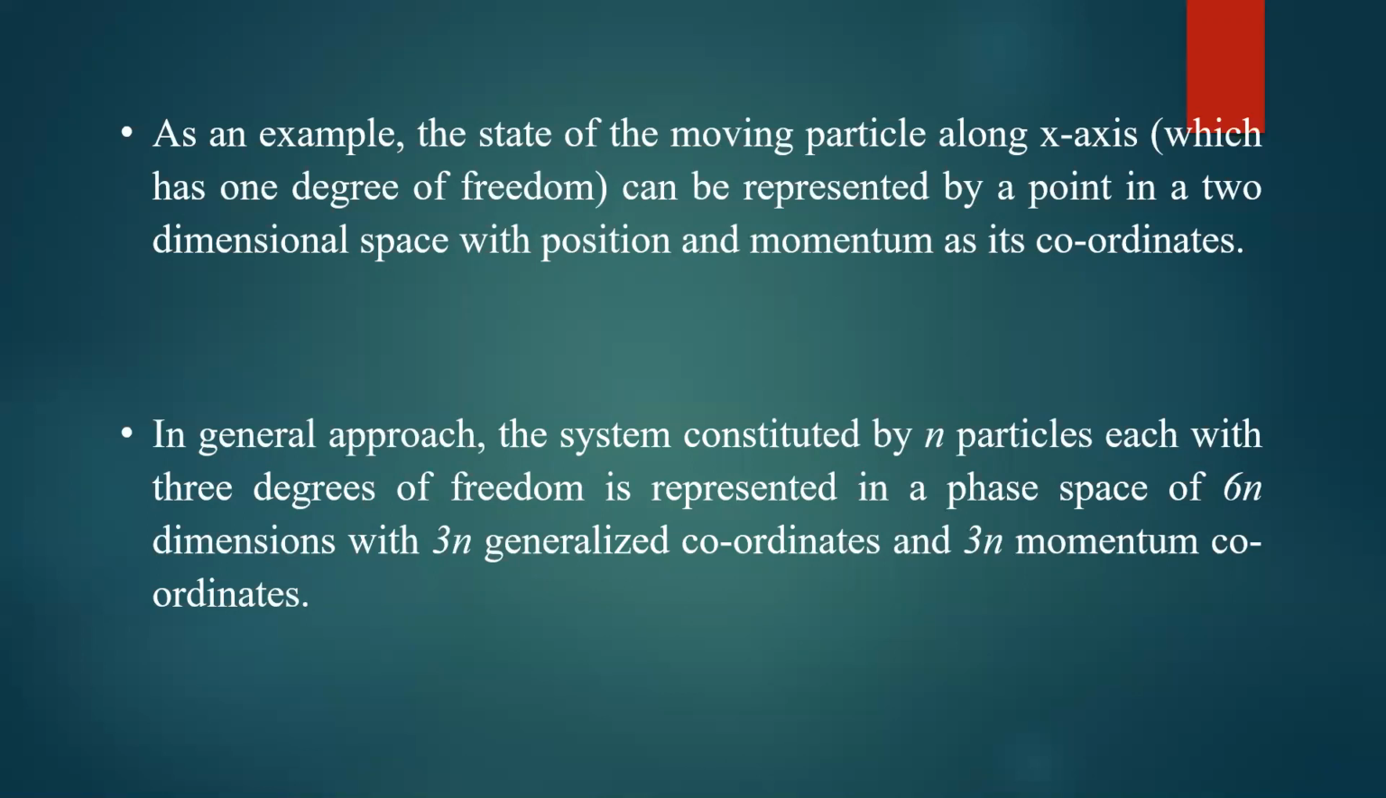Remember, it is purely imaginary. You cannot represent it diagrammatically. With 3n generalized coordinates and 3n momentum coordinates, you can represent the momentum and the position coordinates of each and every particle. But the visualization of that in phase space will be very difficult, so you just have to imagine. They need 3n position coordinates and 3n momentum coordinates. Totally, this system needs 6n coordinates, or it is a 6n dimensional space.